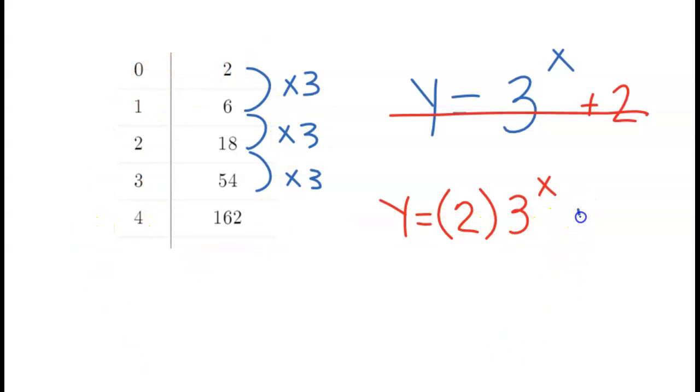We all agree? 2 times 3 is 6. Is this equal to that? Put this in and see if it matches this table. Because of order of operation, you cannot multiply the 2 times the 3 and get a 6. Order of operation says you have to raise it to the power first and then multiply it by the 2.